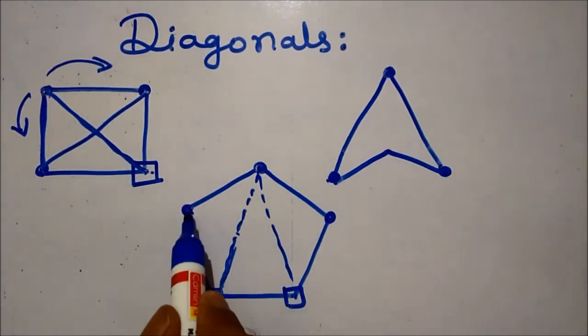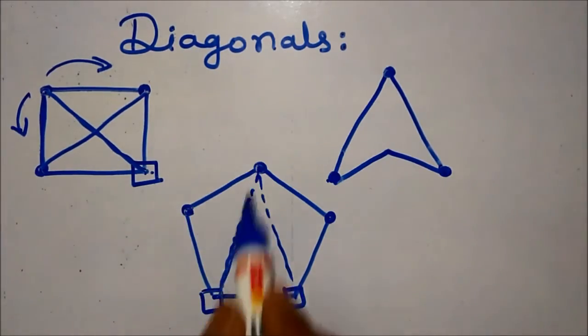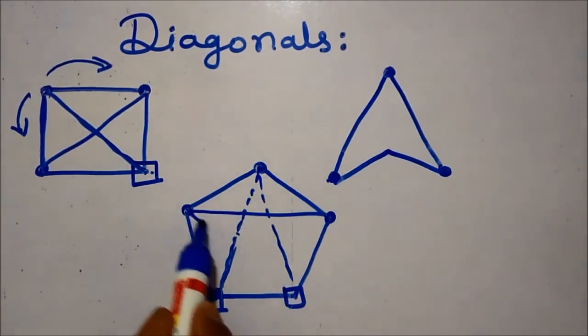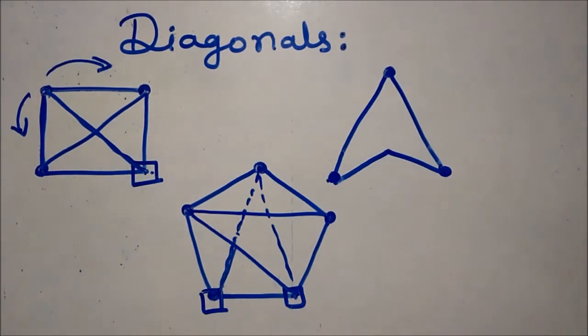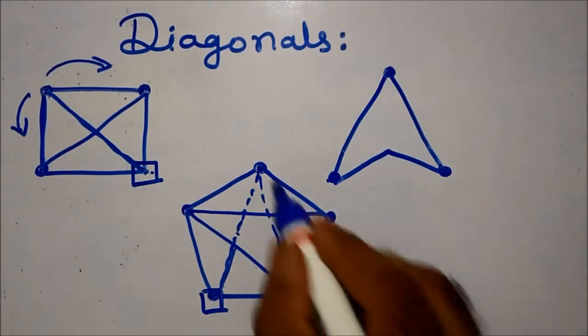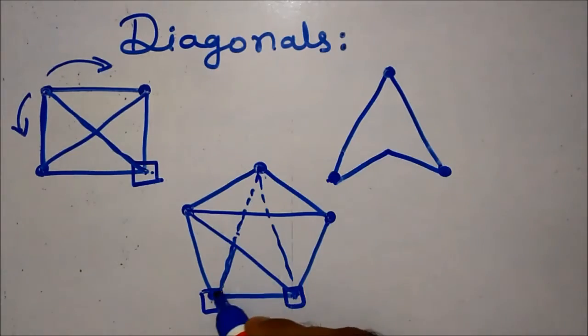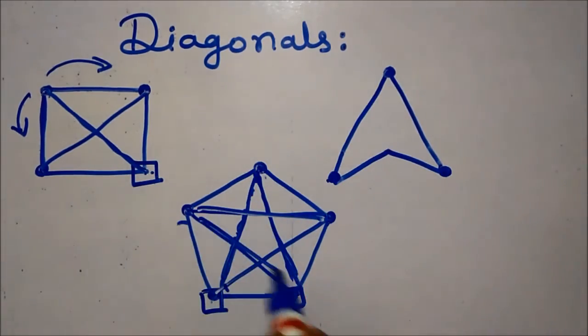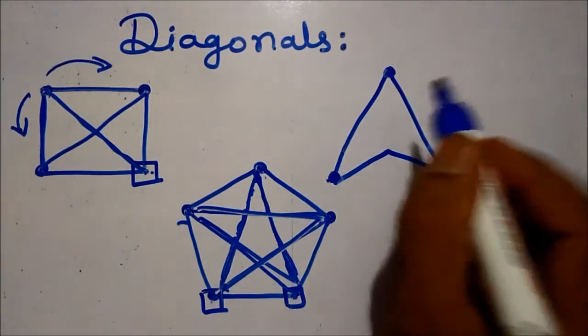From here, let's consider this vertex. So these two, 1 and 2, are consecutive, so these two are non-consecutive, so let's join them. Same way, from here these two are consecutive, so these and these are non-consecutive. So how many diagonals do we have in a pentagon? 1, 2, 3, 4 and 5 diagonals.